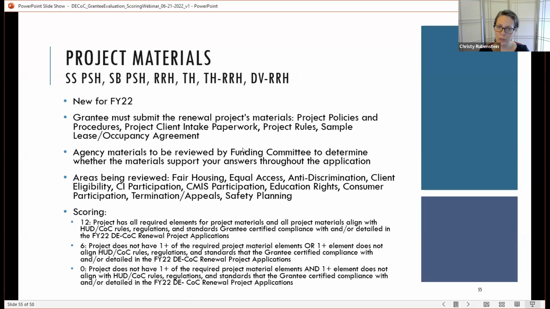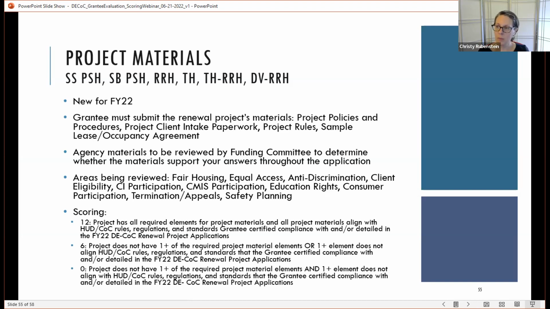Project materials, this one is new this year. It's 12 points. And one of the things just to note is that this is really for the funding committee to be able to review your answers on the sort of compliance throughout the application, but also on that threshold side and say, okay, do we find within the agency's program policies and procedures, intake paperwork, your rules, your lease, all that stuff, does that support that the agency is in fact doing the right things with fair housing, equal access, anti-discrimination, client eligibility, all that stuff.